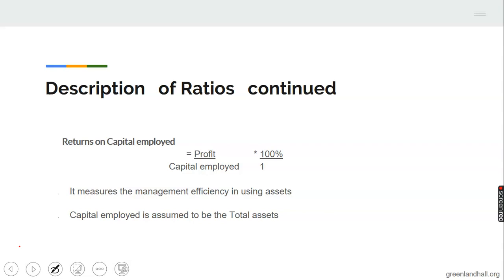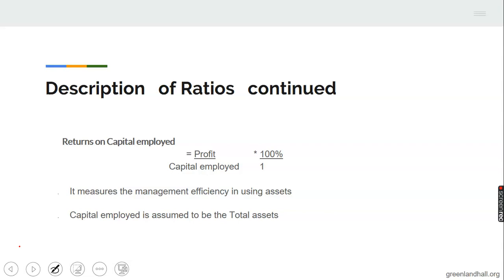And to get the exact value, this is multiplied by 100 as it is expected or supposed to be in percentage. So when we have the profit that is obtained or earned during a particular period, then we divide this by capital employed and then we multiply by 100%. So this helps the management in measuring our efficiency in using assets.